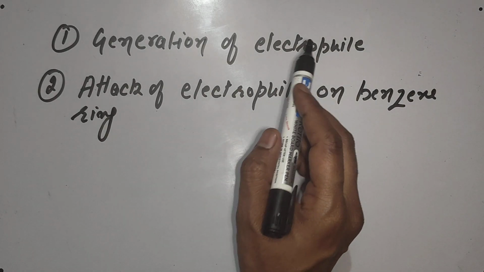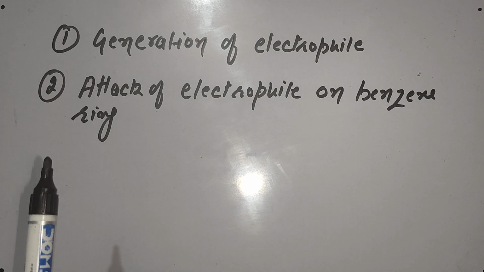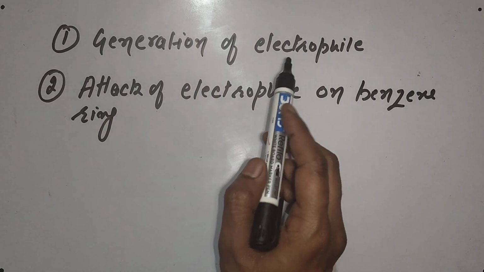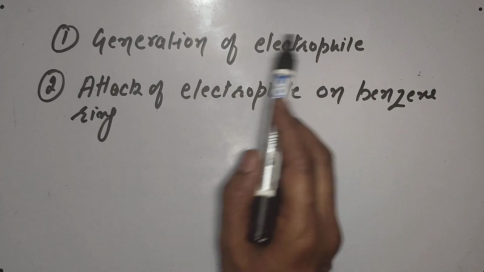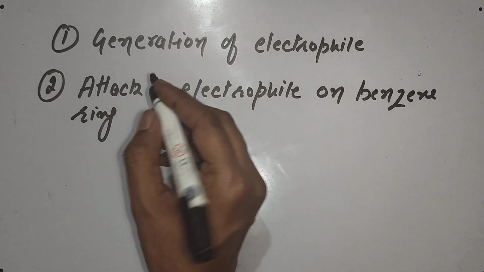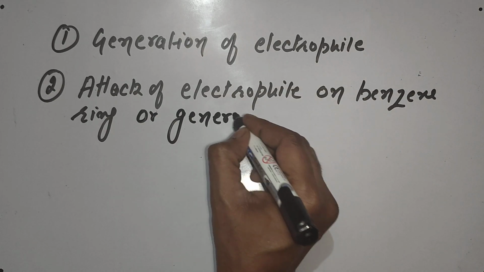What are electrophiles which want electrons? Benzene rings are best source for electrons because benzene ring contains pi electron. So next step will be the electrophile generated in first step will attack on benzene ring for electron. Due to that attack, carbocation will generate. So this step is also known as generation of carbocation.